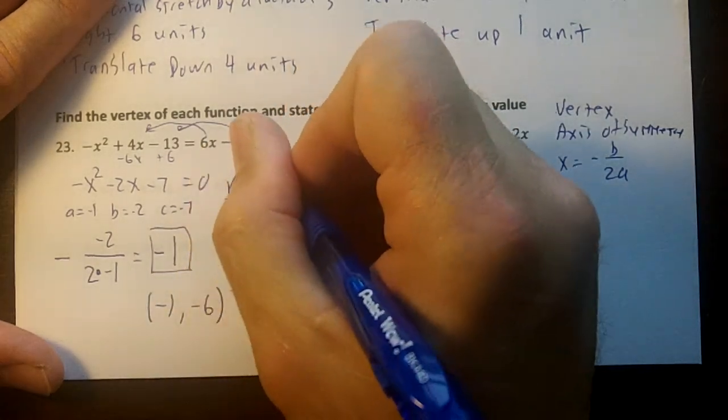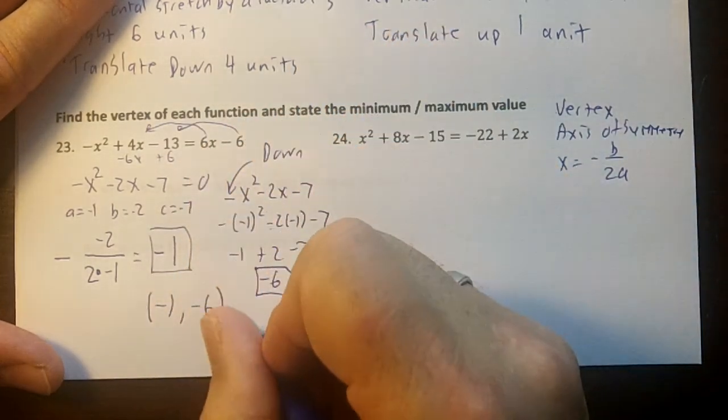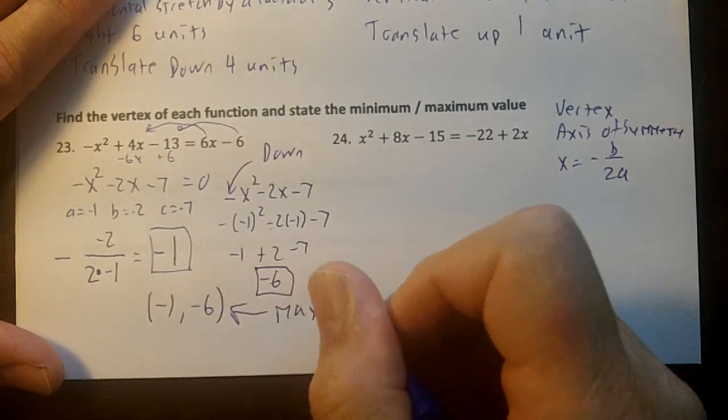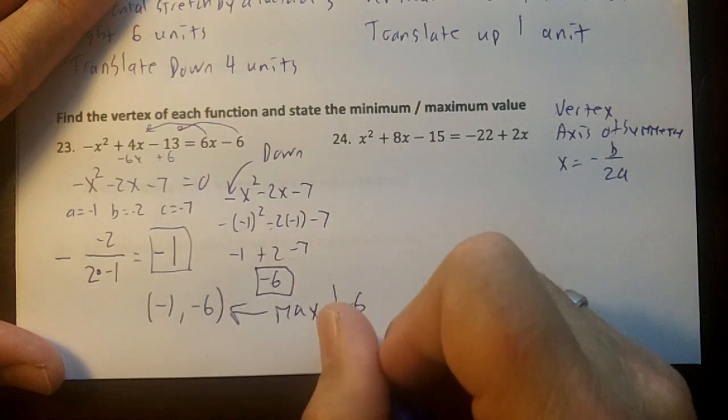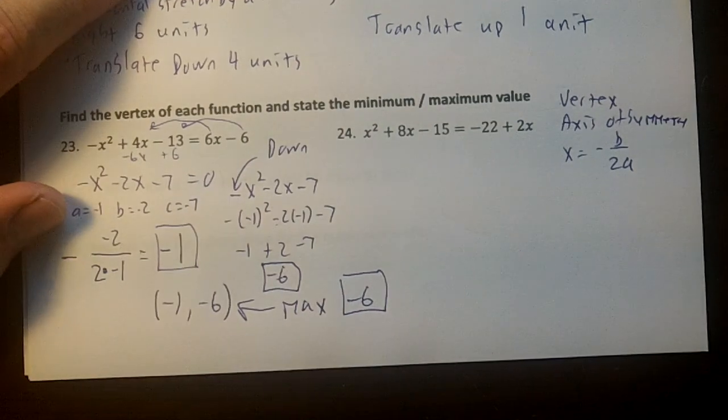This graph opens down. So this right here would be a max, wouldn't it? And the max would be negative 6, wouldn't it?